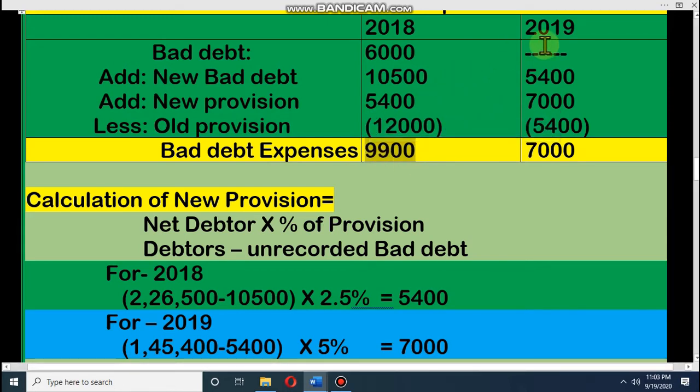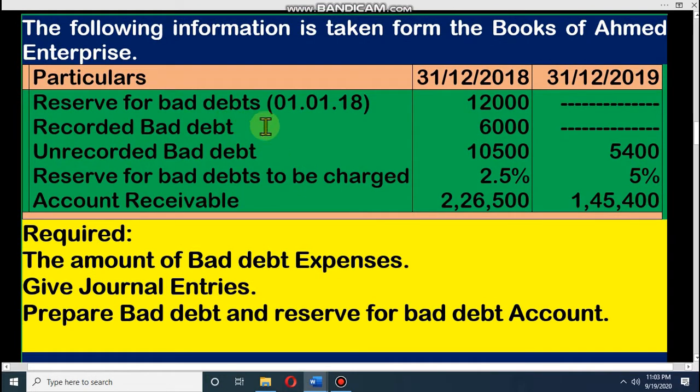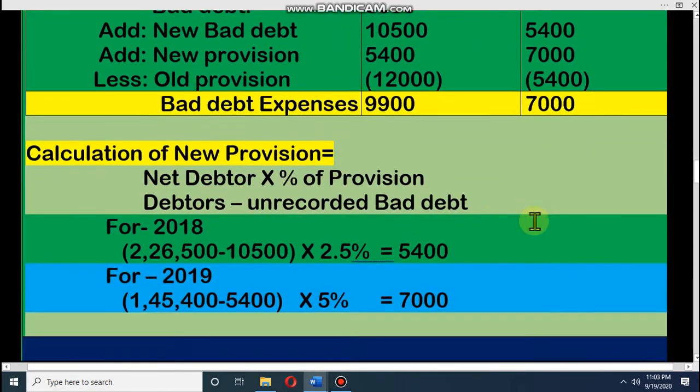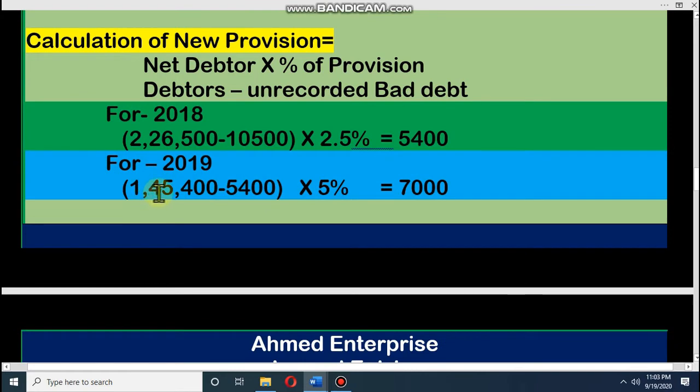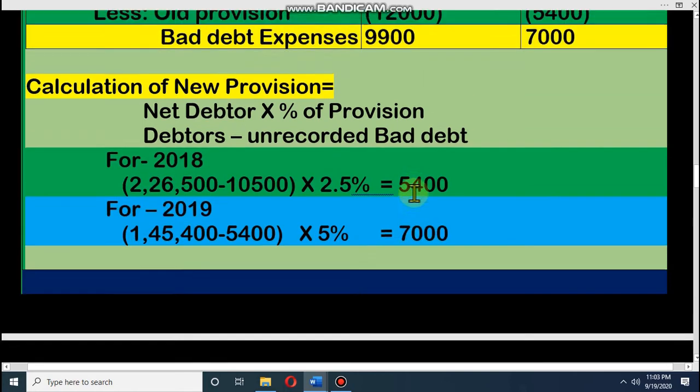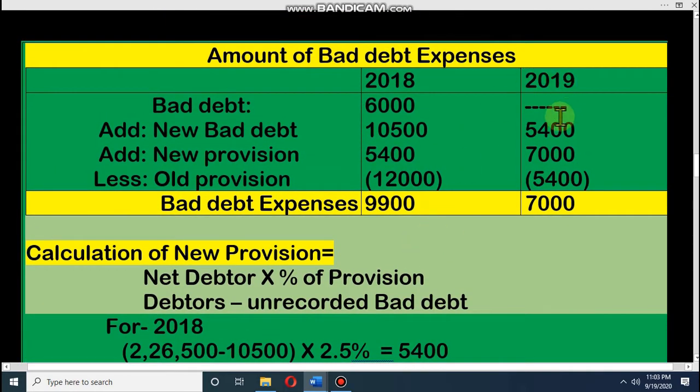And for 2019, same way: bad debt plus new bad debt plus new provision minus old provision. Bad debt, that means recorded bad debt. In this math there is no recorded bad debt. For 2018 it is 6,000, for 2019 none. Unrecorded bad debt is 5,400, provision is 5%, and debtors is 1,45,400. Accounts receivable and debtors are the same. Look at the calculation: 1,45,400 minus unrecorded 5,400, into 5%, is 7,000. That means the new reserve is 7,000. Bad debt plus new bad debt plus new provision minus old provision, so bad debt expenses is 7,000.